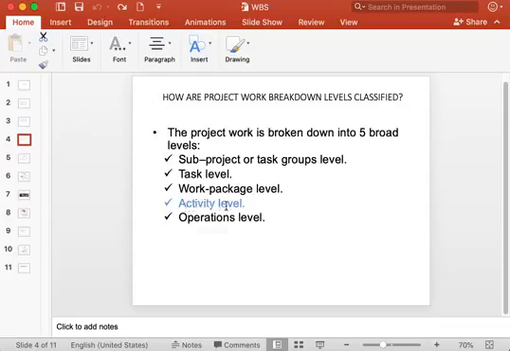Each activity from the activity level can be further broken down into what is called operations, and the details of operations that are identified, and all the operations identified for all the activities fall under operation level. So we can take an example and see how it is being done.